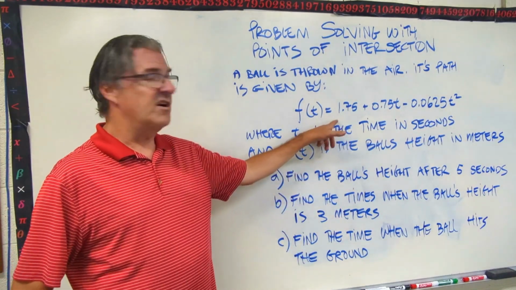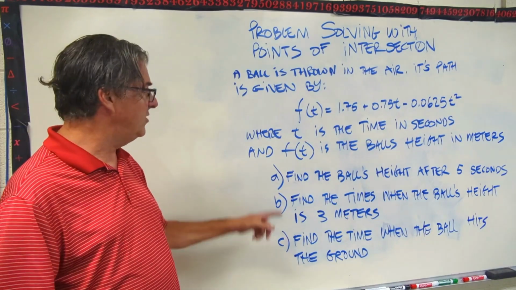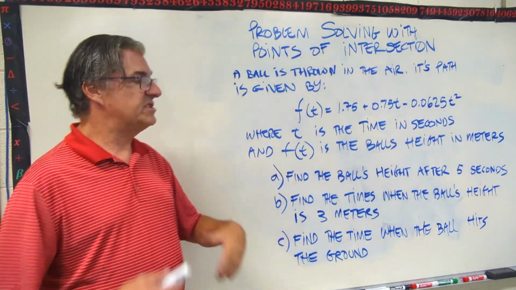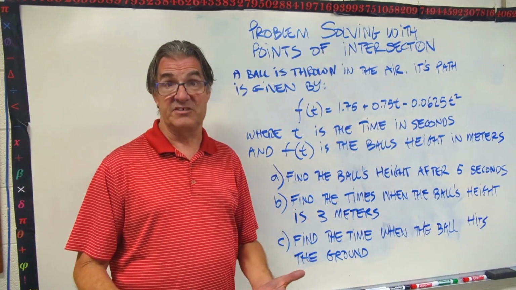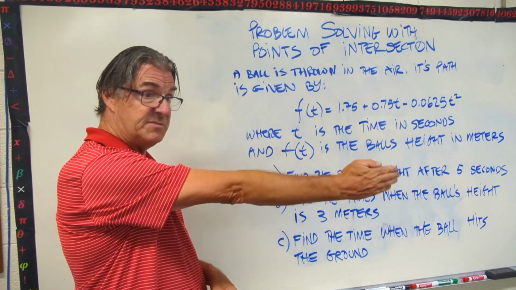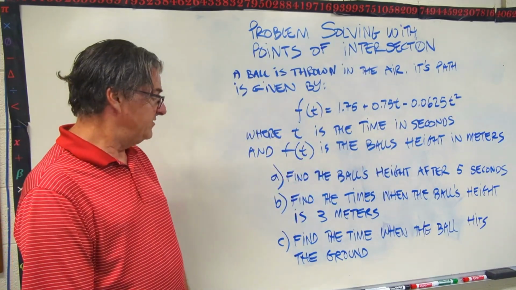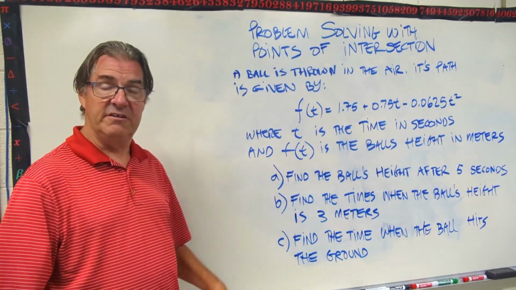So let's take a look at our function just to make sure we're all set with our variables. T is the time in seconds, and f of t is the ball's height in meters. So we're not talking about the distance the ball has traveled, we're talking about the height of the ball. Okay, so we're going to do 3 things here.